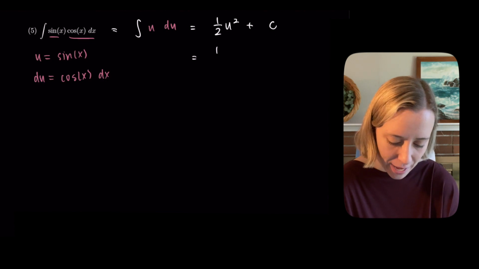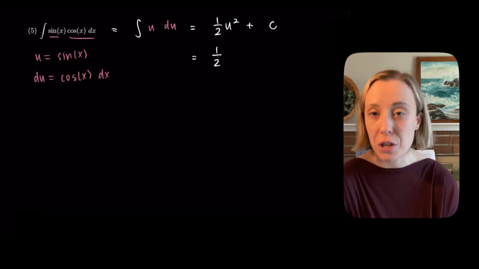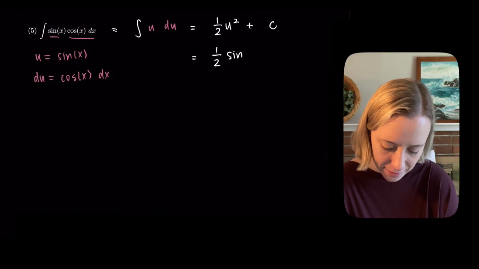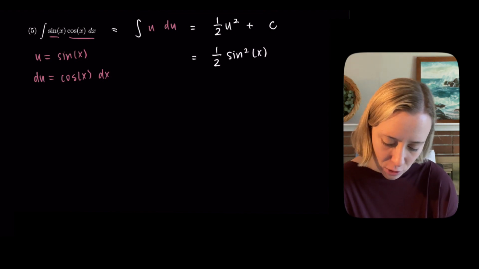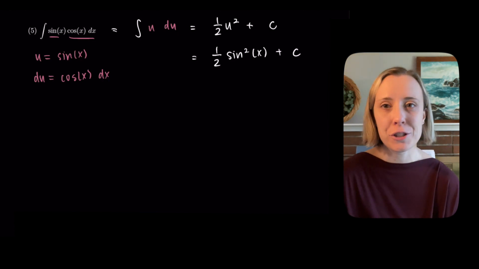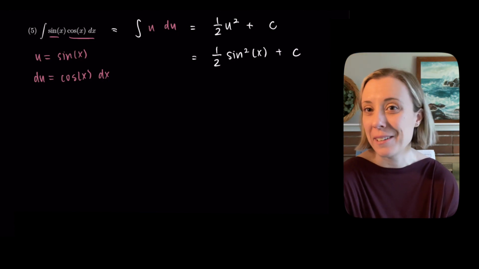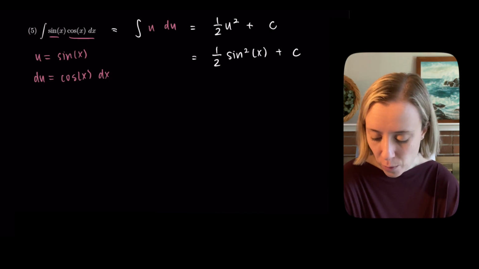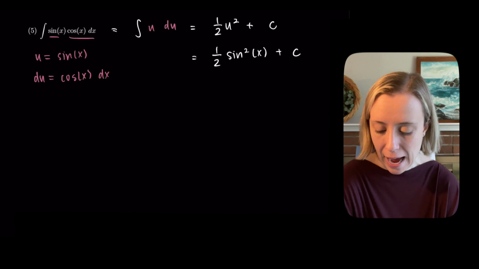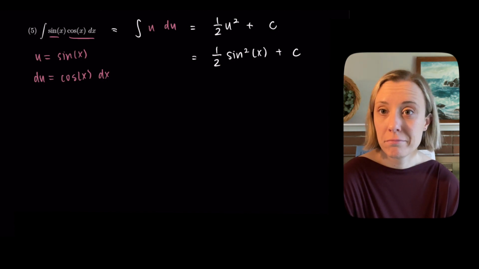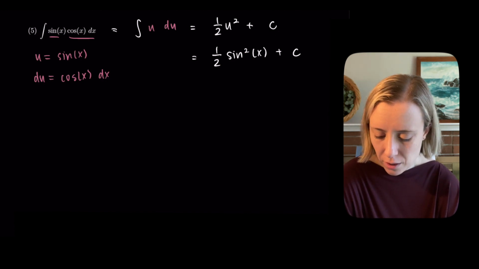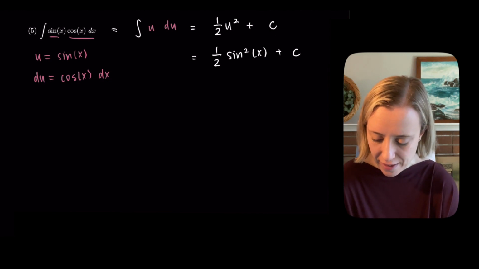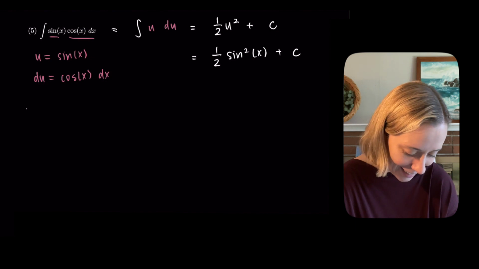And as our last step, we have to go back in and put in for u what our substitution was. So here our substitution is sine x. I'm going to write sine squared x with that squared on the inside just because that's how I like to do it, and that's kind of the cleaner way. All right, so 1/2 sine squared x plus c is our antiderivative. Cool. So it might not be super obvious that this is the antiderivative, and that's why I love checking. So let's check our answer.